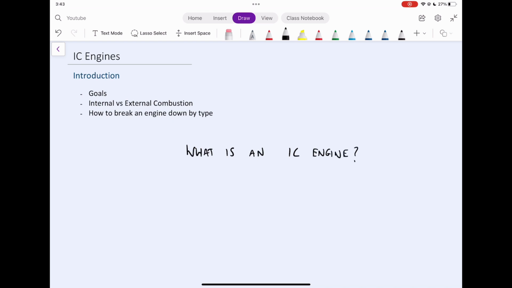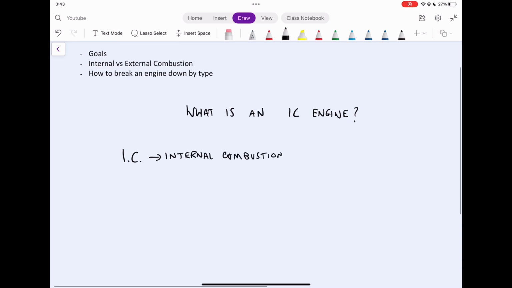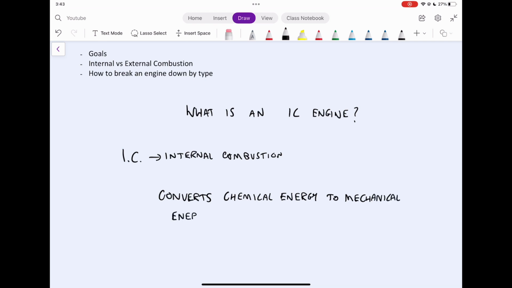So the first question I want to pose to you is, what is an IC engine? The first thing we need to define is IC, which stands for internal combustion. An internal combustion engine can really be thought of as a system that converts chemical energy to mechanical energy. If you've studied thermodynamics, or know a little bit about it, you can essentially classify the IC engine as a heat engine.